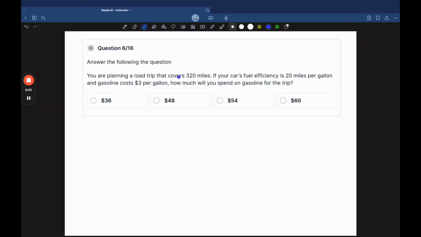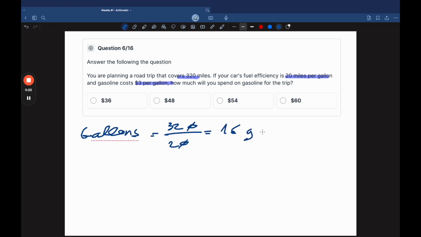Question 6. Step 1. Identify the problem. You are planning a road trip that covers 320 miles. Your car's fuel efficiency is 20 miles per gallon, and gasoline costs $3 per gallon. We need to find out how much you will spend on gasoline for the trip. Step 2. Calculate the number of gallons needed. First, find the number of gallons of gasoline needed for the trip. Divide the total miles by the fuel efficiency. 320 miles divided by 20 miles per gallon equals 16 gallons.